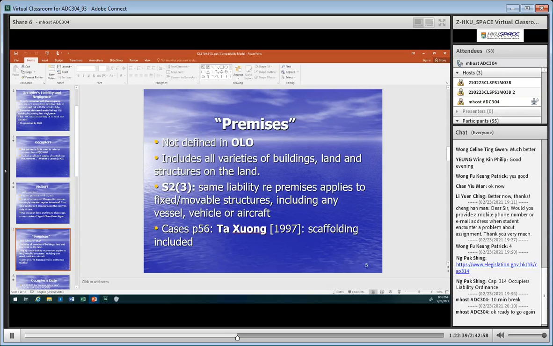Then I've got a reference to page 56 there. Ignore that reference to page 56. Scaffolding is included in the definition of premises. That's an interesting one.